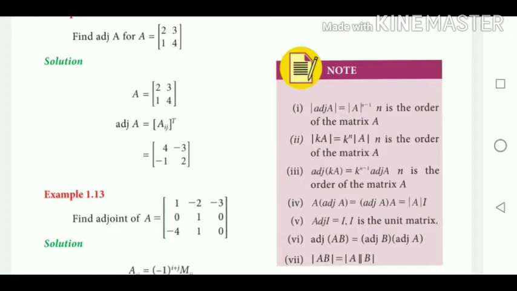2, 4 is the main diagonal. So 4 is coming to the 2nd place and 2 is coming to the 4th place. That is, 2 and 4 are interchanged. That is, the main diagonal elements are interchanged. After that, change the sign of the off diagonal.